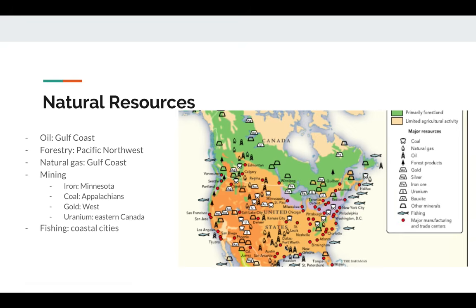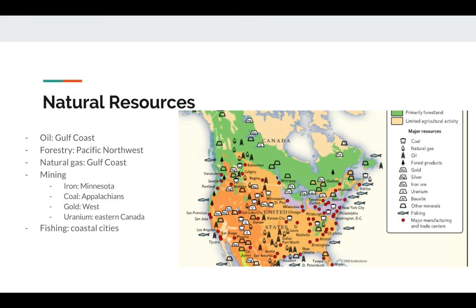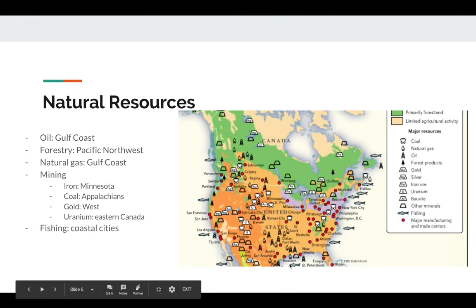With mining, in Minnesota and Canada, you see iron mining here. You see lots of coal mining in the Appalachian Mountains here, and uranium in southern Canada, in eastern Canada. And then you also see along the coast that there's fishing industries here.